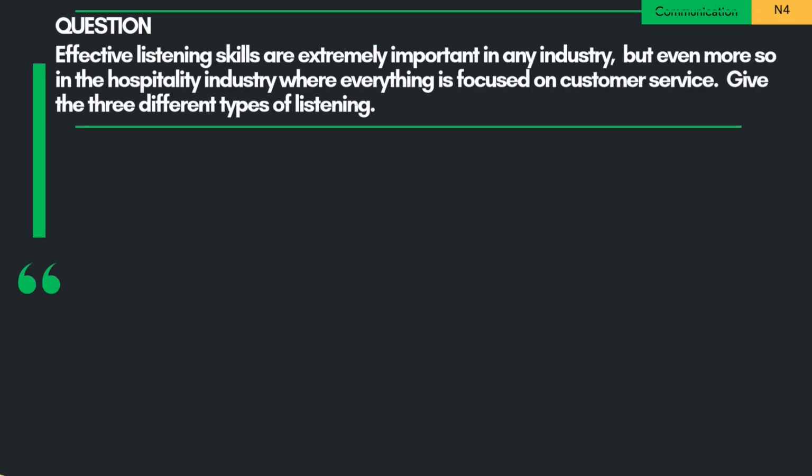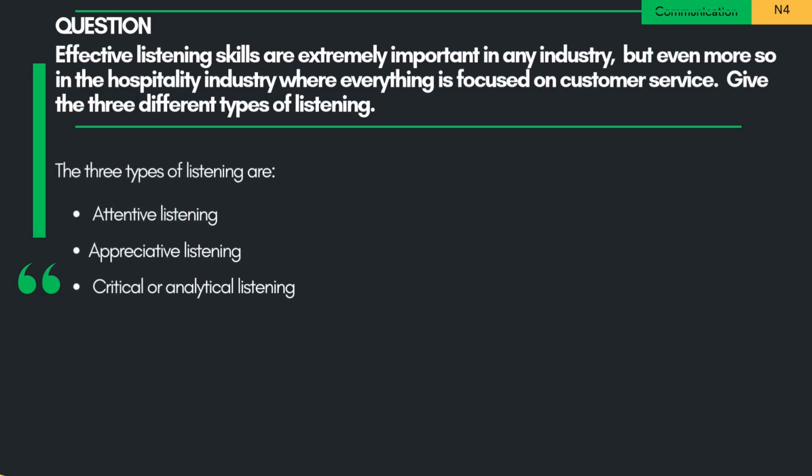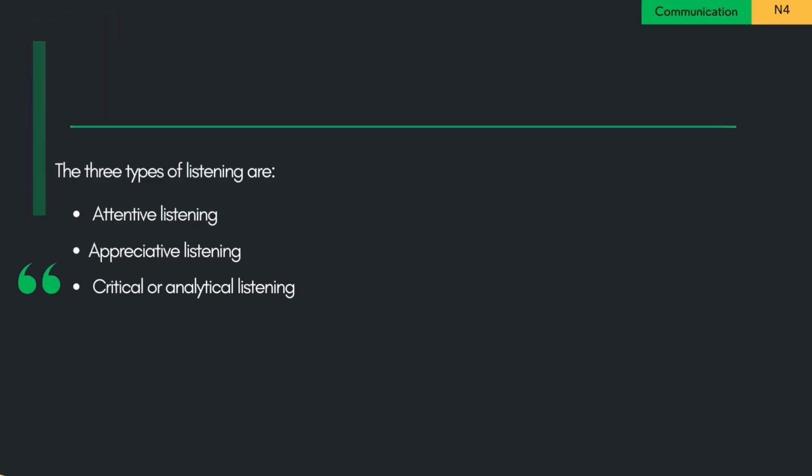Question. Effective listening skills are extremely important in any industry, but even more so in the hospitality industry, where everything is focused on customer service. Give the 3 different types of listening. The 3 types of listening are: 1. Attentive listening. 2. Appreciative listening. 3. Critical or analytical listening.